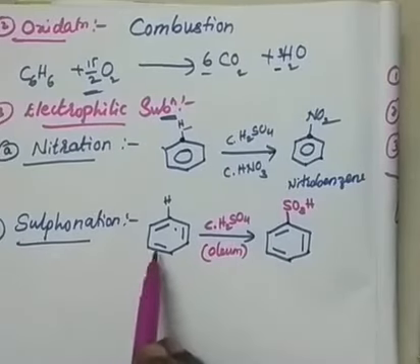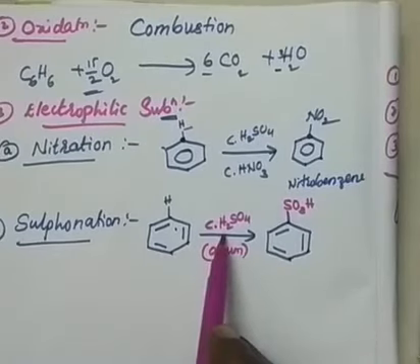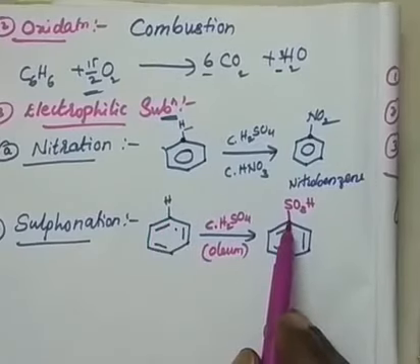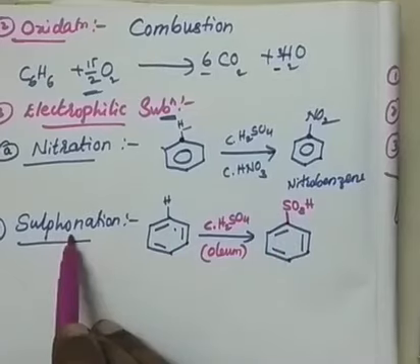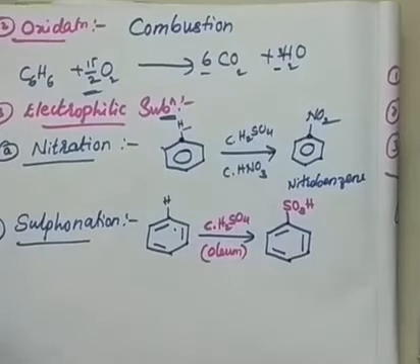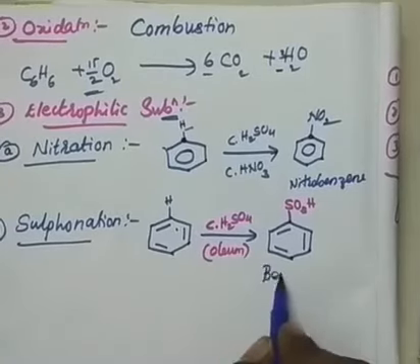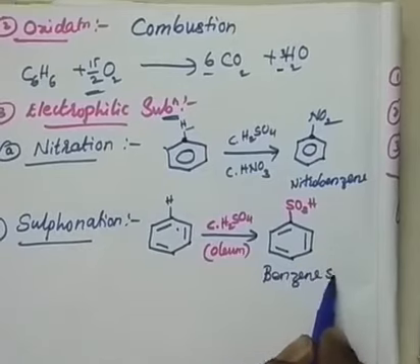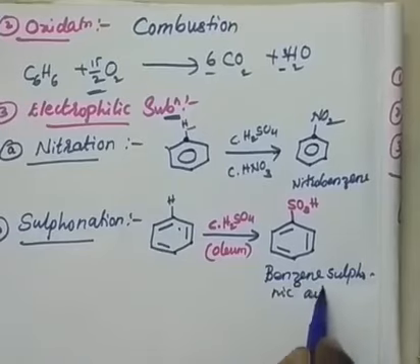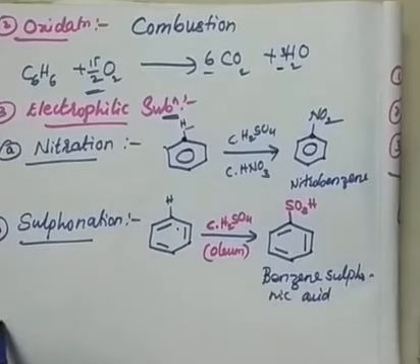So when your benzene is heated in the presence of concentrated sulfuric acid, it will replace one of the hydrogen atoms with a sulfonic acid group. Then it is called sulfonation, right? So this is called benzene sulfonic acid. Its name is benzene sulfonic acid, right? Okay. The third one is halogenation.